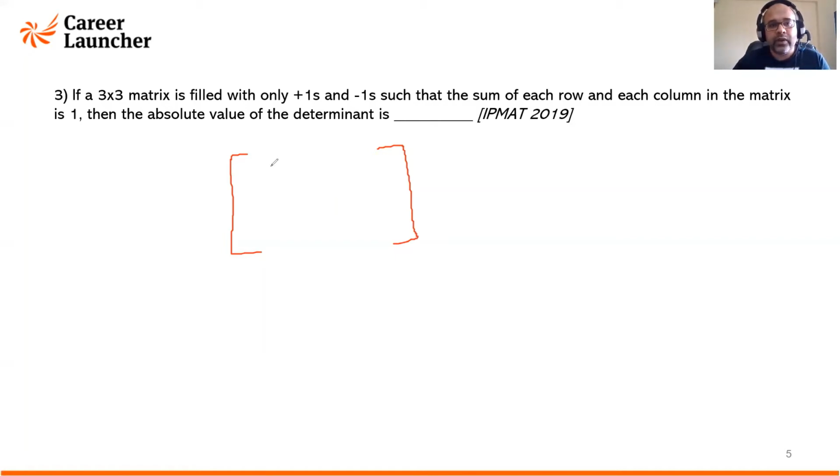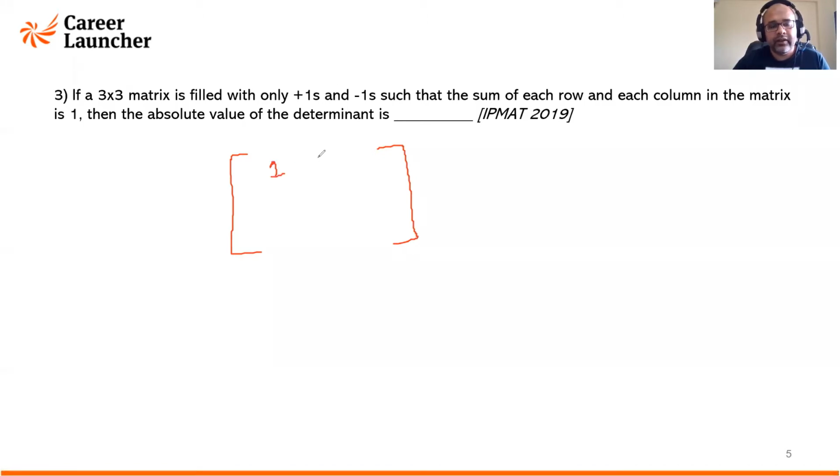So one way of writing the matrix is 1, minus 1, 1. I can write minus 1, 1, minus 1. And I can probably write 1, 1. And will it work? Okay, I need to have a minus 1. It will not work. Okay, so just do a little bit of trial and error, and you will realize that the next way I will try it out.